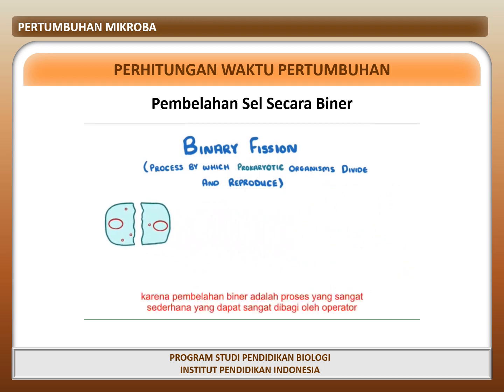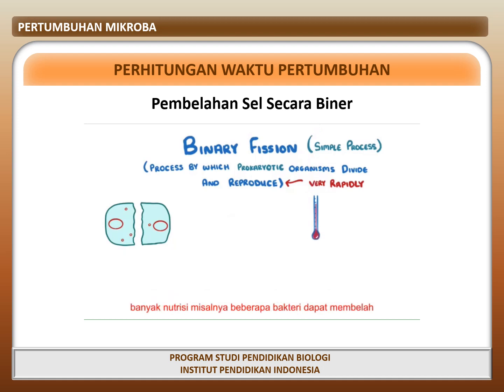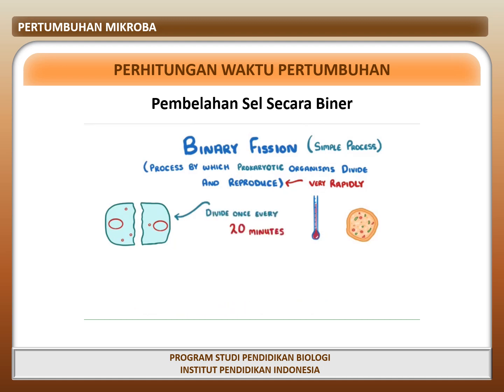As binary fission is such a simple process, prokaryotes can divide very rapidly, given the right conditions, which generally means a warm environment and plenty of nutrients. For example, some bacteria can divide every 20 minutes, which means that a single bacteria could form a colony of over 250,000 in just 6 hours.